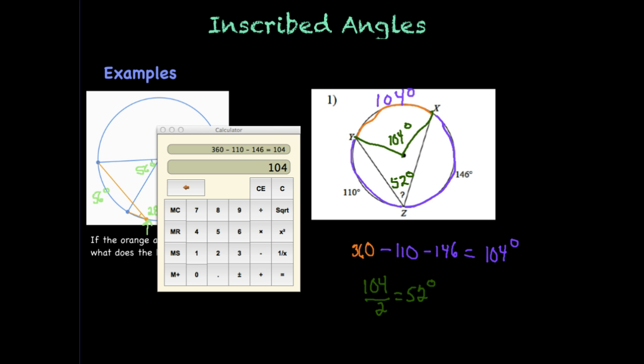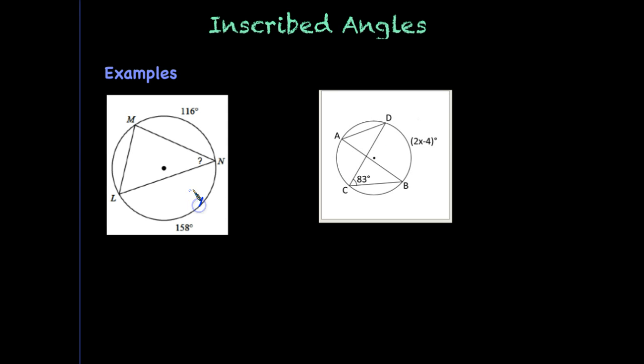Let's try a few more. In this first example here, we need to once again solve for this question mark. Well, let's think about what we have. This question mark here is an inscribed angle, and it inscribes this arc here separated by these 2 points, so right here.